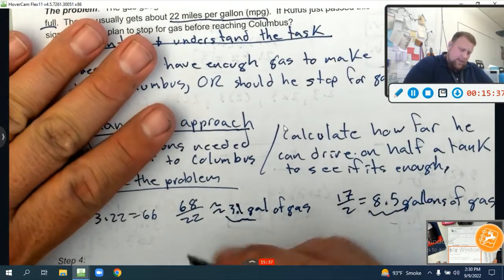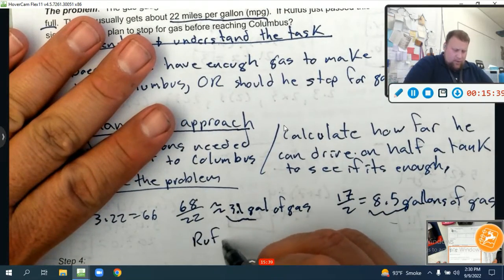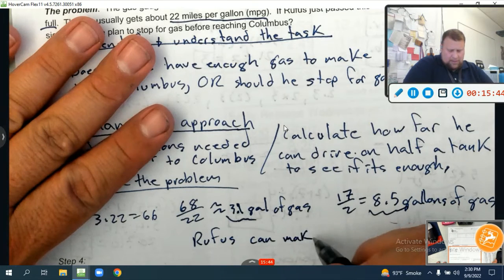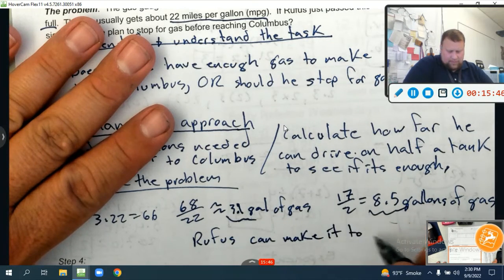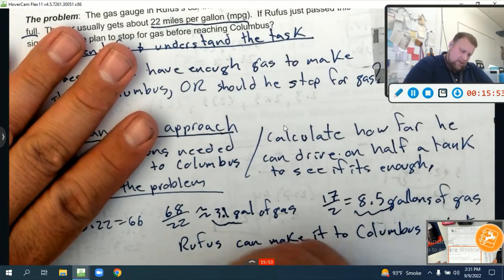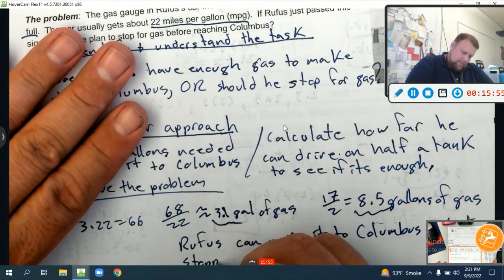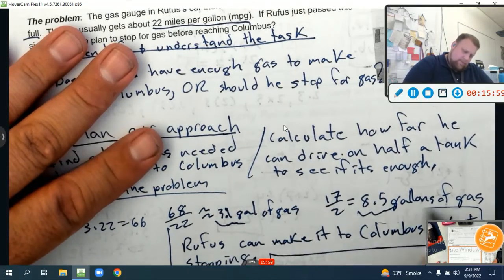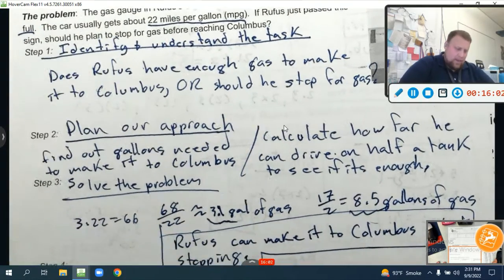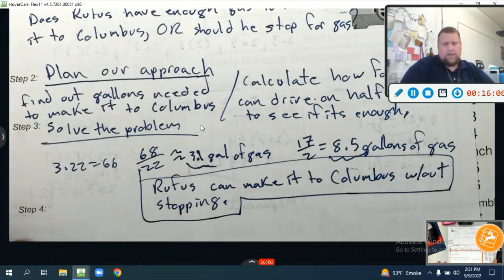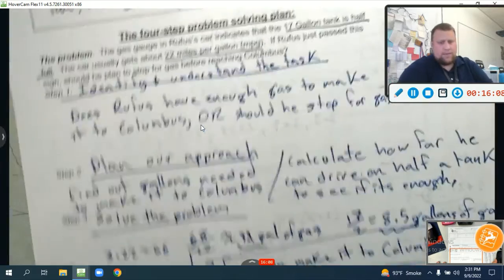So right now we can say Rufus can make it to Columbus without stopping. That's my shorthand for without. Without stopping. That is our answer. We just proved it. Step 4, though, you may be thinking, we've already done our steps, so what do we need to do next? Well, guess what step 4 is?